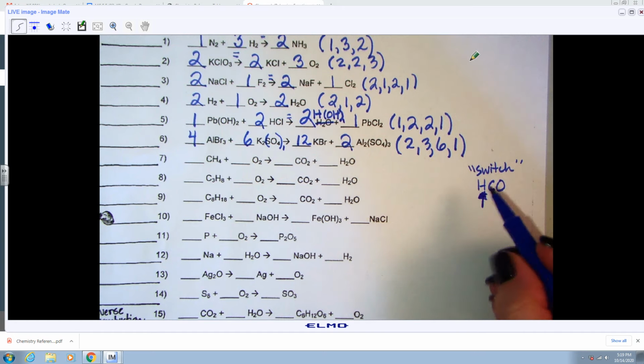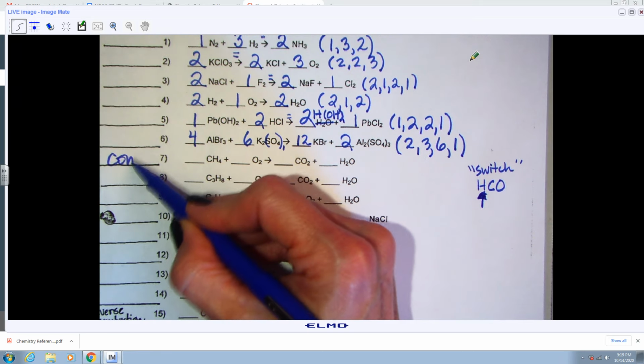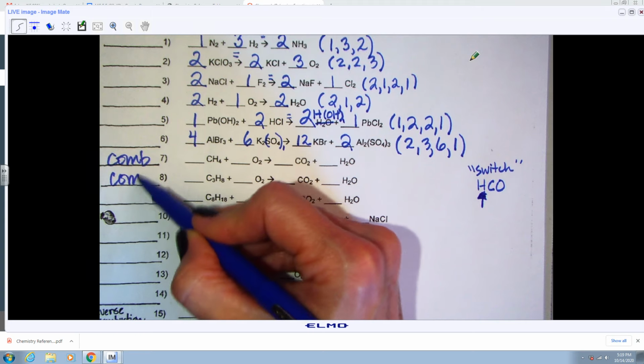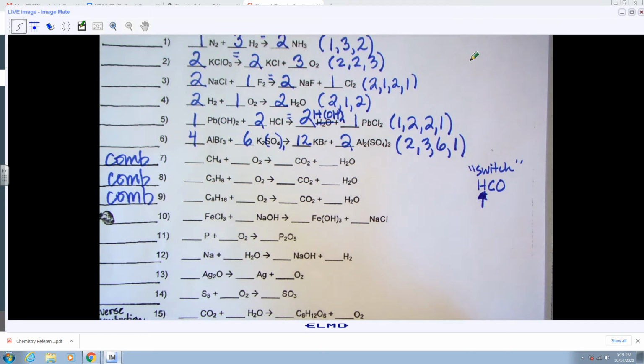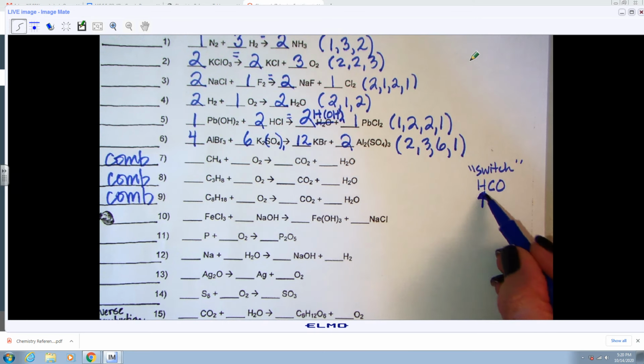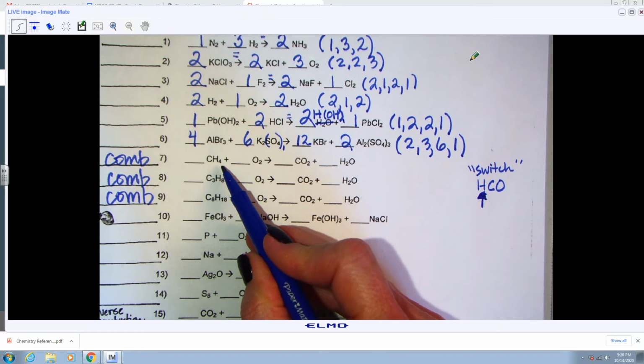The switch actually involves the subscripts of your hydrogens. Okay? So what you want to do when you recognize it as a combustion, and all 3 of these are combustion, we're going to go ahead and classify those right now. All 3 of those are combustions. You're going to do the switch with your hydrogens. Now, the switch involves their subscripts. So here's how it works.